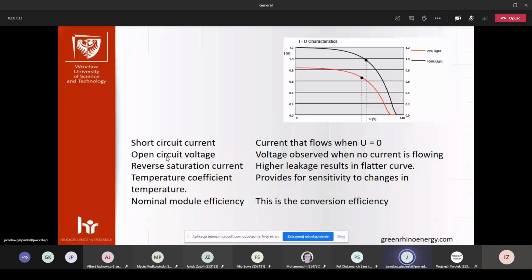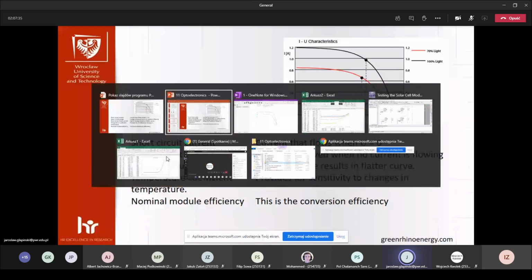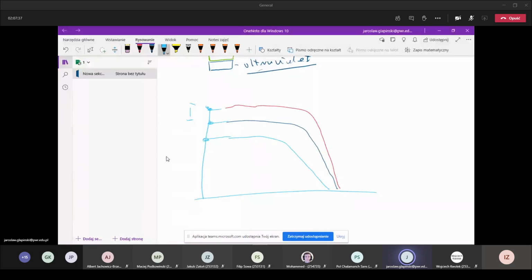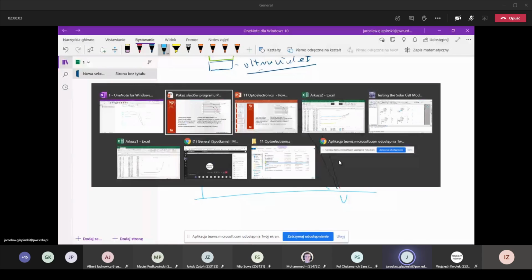The problem, yes, I wrote it here. The problem is here. So we've got the current, we've got the voltage. Where is the maximum P, which is I versus V max? Where is it? To find it out, we should multiply current and the voltage. Yes, so if I will try it here.